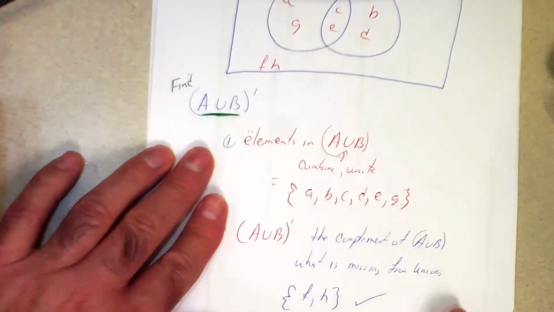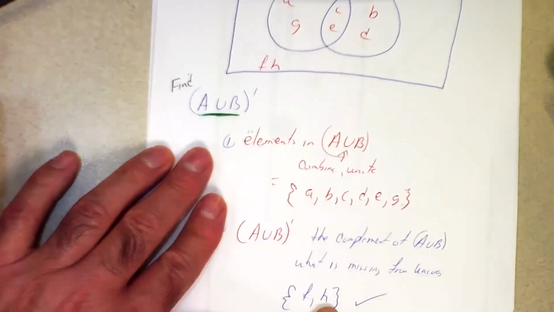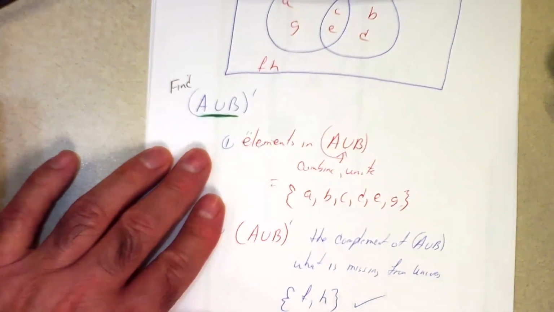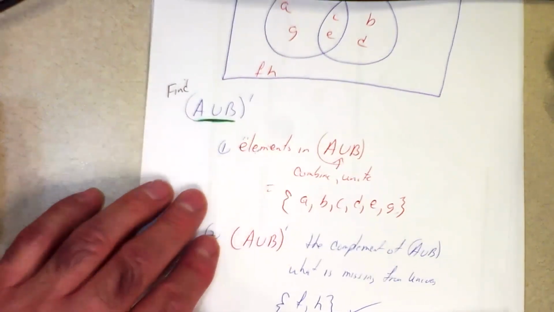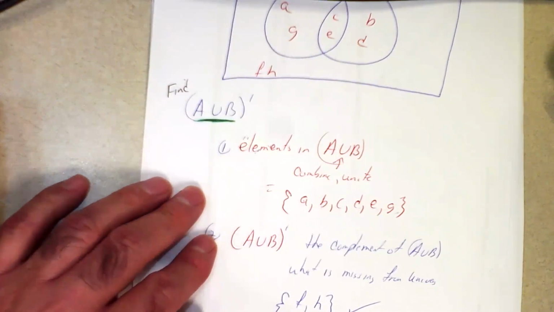So the complement is what's missing. The F and the H are missing. So that's how you do it. You've got to break it up into pieces to get the remaining elements.